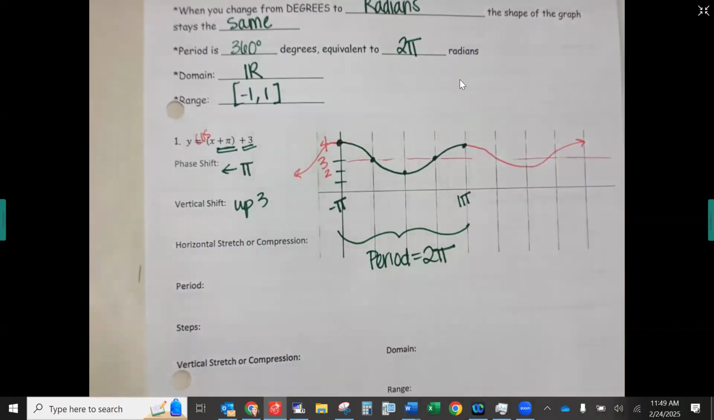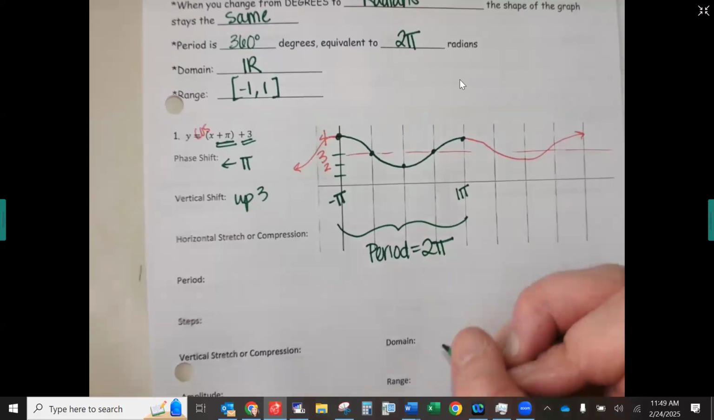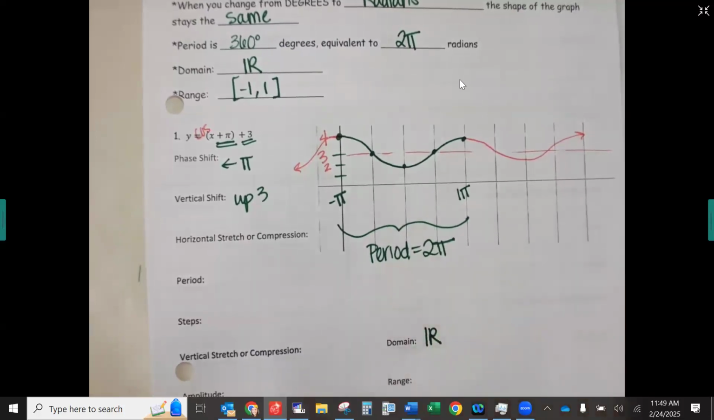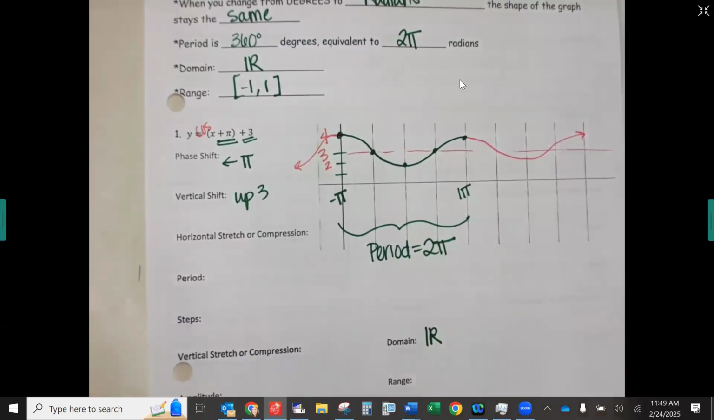Okay. Domain would be what? All real numbers. Because even though we graph one period, we know it goes on forever. Okay, and then my range would be what?